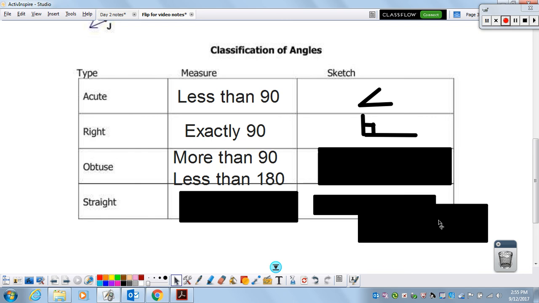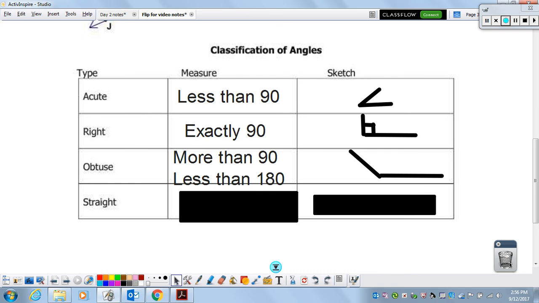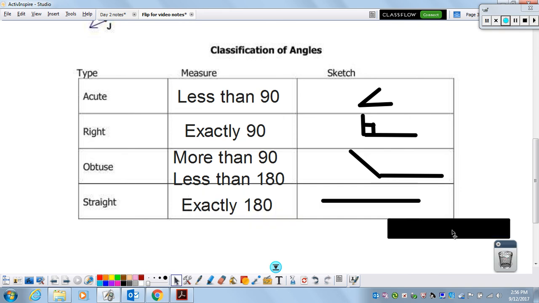An obtuse angle is more than 90 degrees but less than 180 degrees. So it'll look like this. You can tell it's more than 90 degrees because it just looks like it's more than 90 degrees. And then one that might be new to you guys is a straight angle. A straight angle measures exactly 180 degrees. It looks a lot like a line.